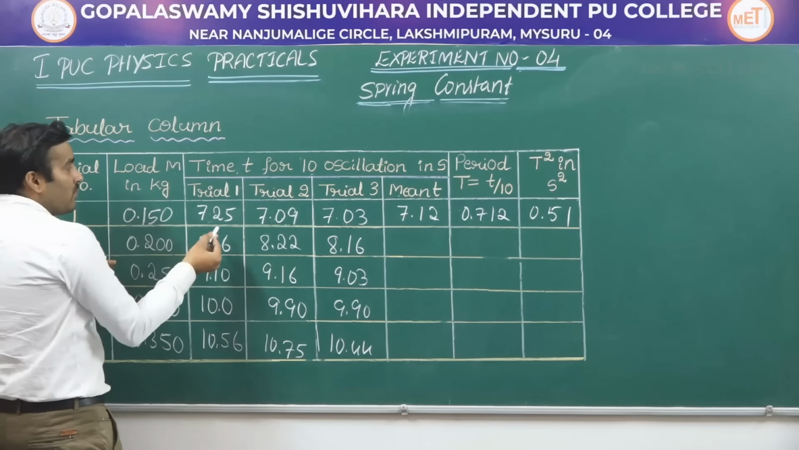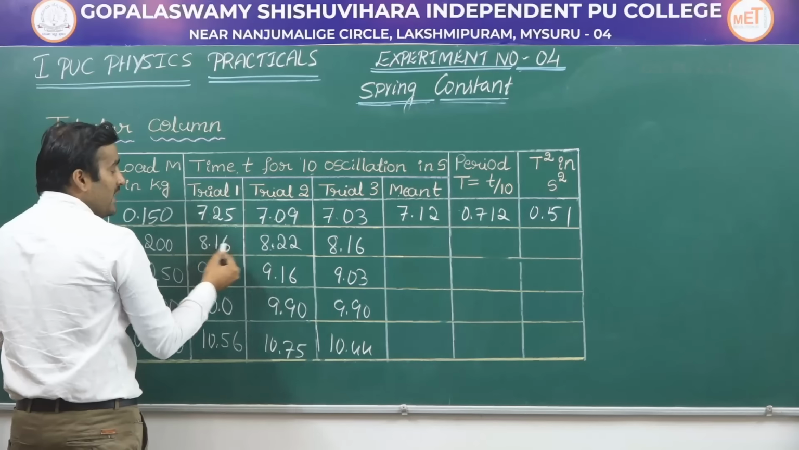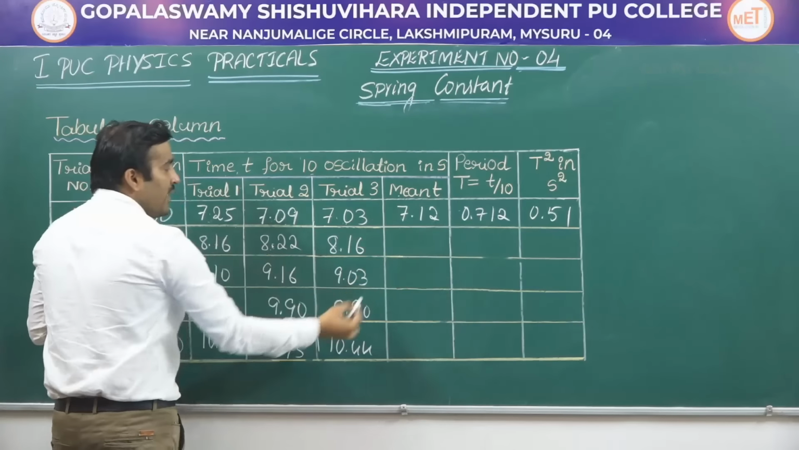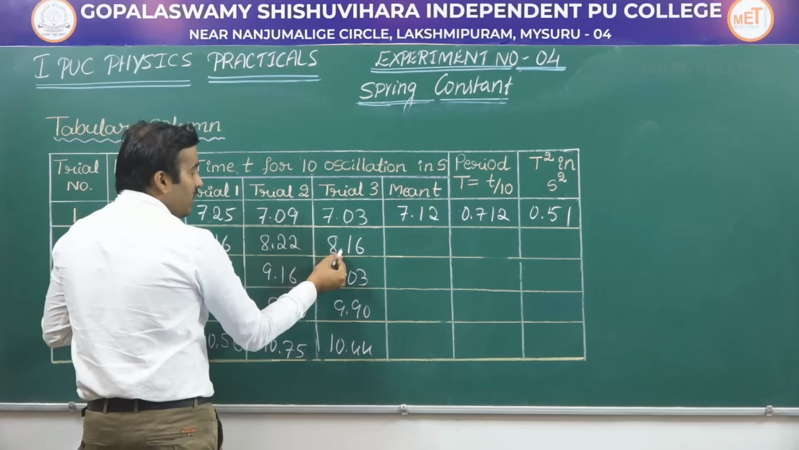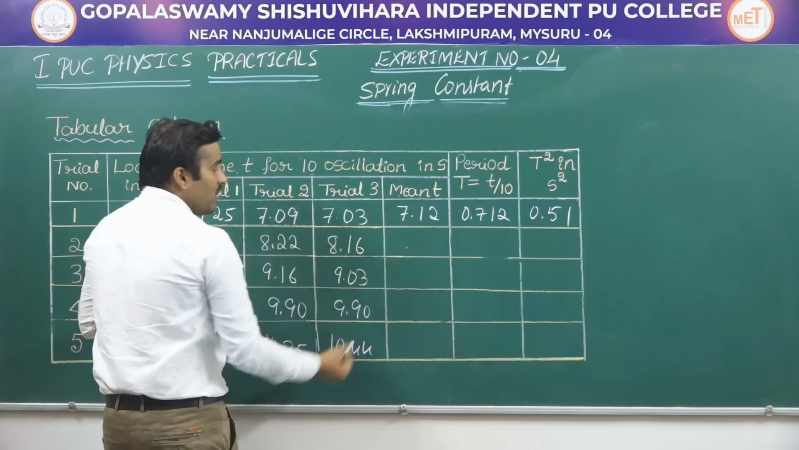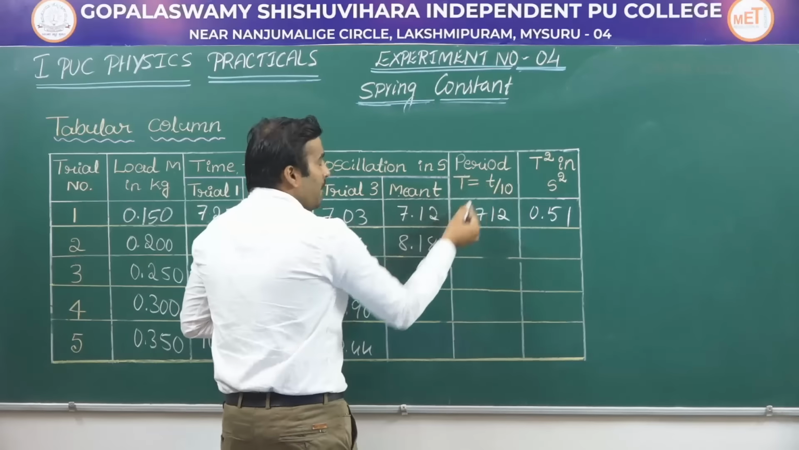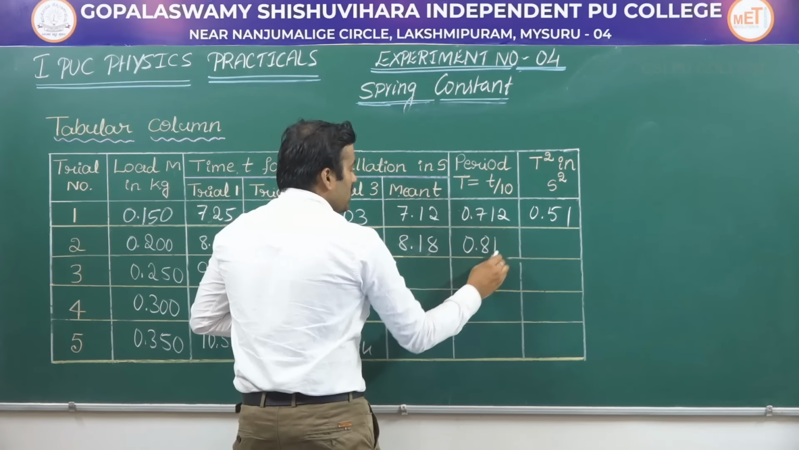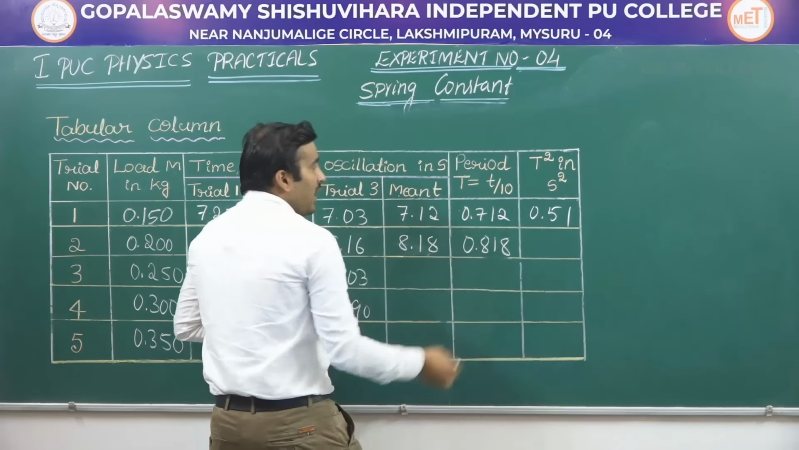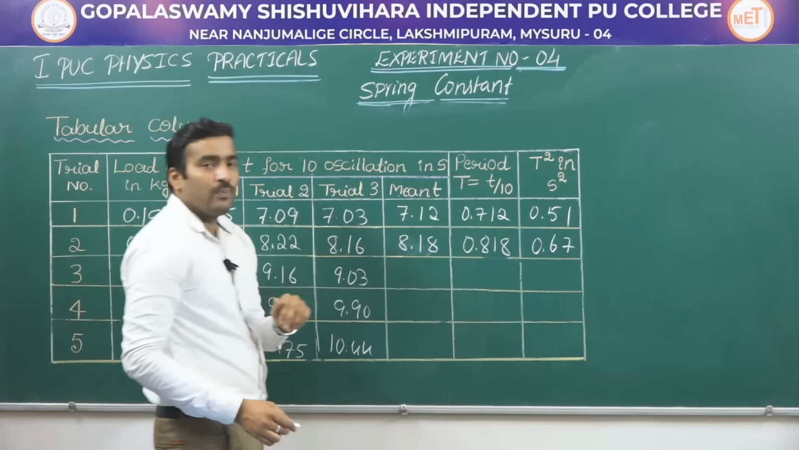Now for the second load, the trial 1, 2, 3, the time taken for 10 oscillations for the 3 trials is this. Let us find out the mean value of this. 8.16 plus 8.22 plus 8.16 whole divided by 3. And what you will get is 8.18. And then the period. So divide it by 10, you will get 0.818. And if you square this, what you will get is 0.67.